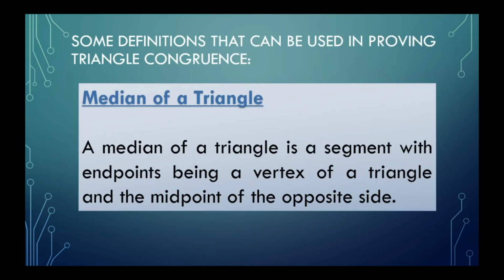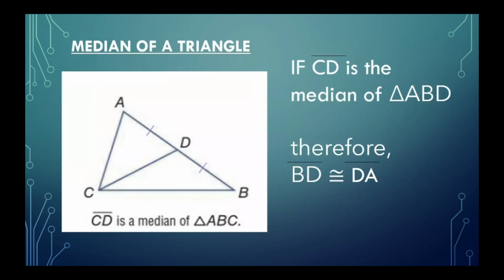Here are some definitions that can be used in proving triangle congruence. First one, the median of a triangle, or the median. A median of a triangle is a segment with endpoints being a vertex of a triangle and the midpoint of the opposite side. Median. So yung median daw, ito daw ay isang segment na nagko-connect dun sa vertex, isang dulo ng triangle, and midpoint naman nung katapat niyang side. So tingnan natin with the figure.